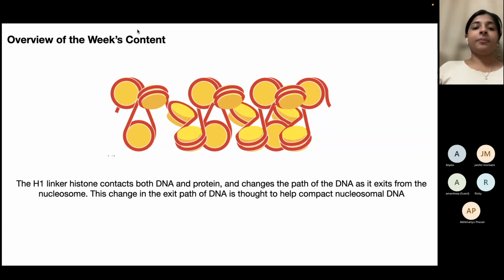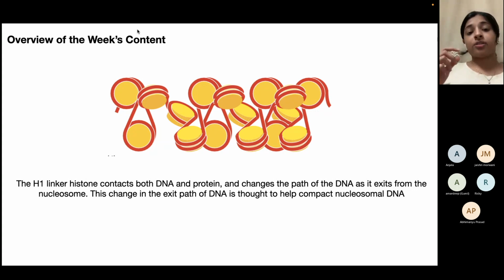So what happens ultimately because of all these histone tails interacting with each other is there is a zigzag folding of the nucleosomal complex, and this gives it, as you can see, a much thicker appearance, and this thick appearance is what forms the 30 nanometer fiber.